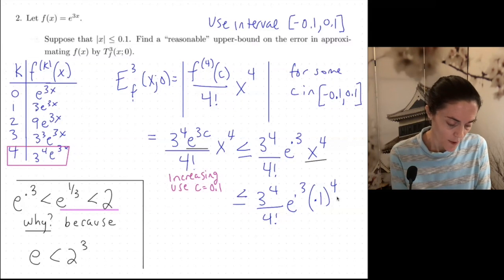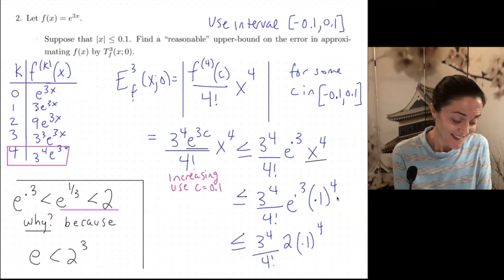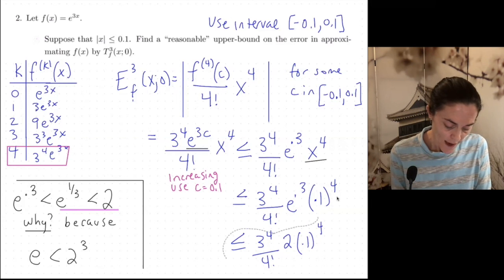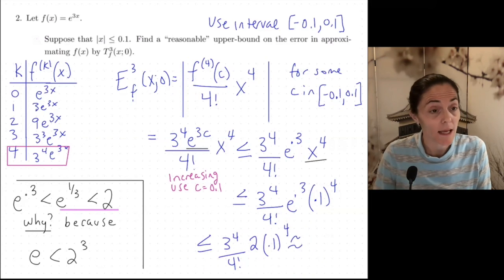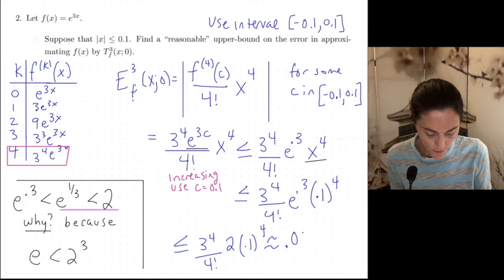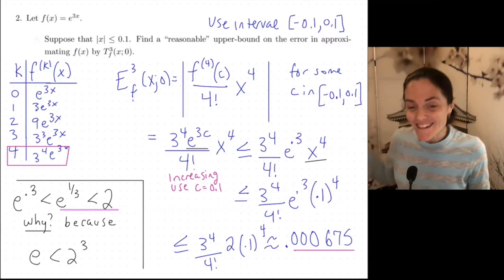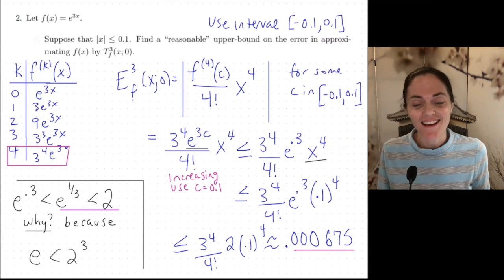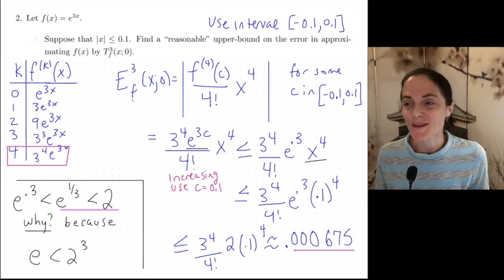So the final step here would just be less than or equal to 3 to the 4th over 4 factorial, and then I can put a 2 here, and no longer do I have this circular reasoning in my upper bound for error. And then this here is approximately 0.000675, okay? So this is technically a better upper bound because I don't use e in my answer, okay? So this is this problem from our textbook, and thank you.